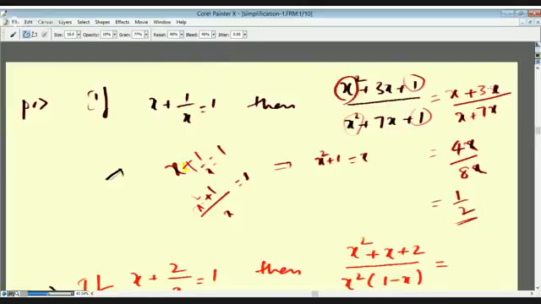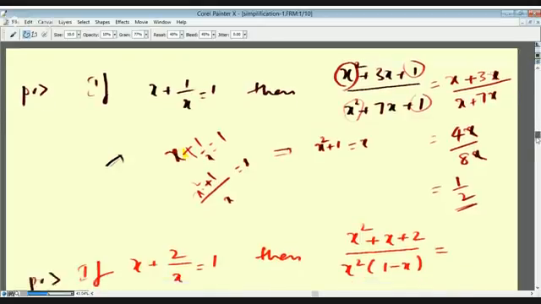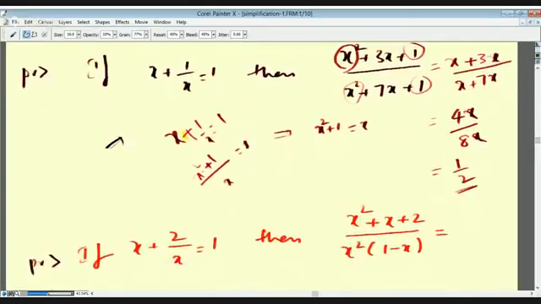So the answer will be 1 by 2. This is how you will get the answer easily. Don't get confused. Don't go for the formulas like a plus b whole square, all those things. Simply simplify this equation, and you'll get the answer in simple terms.